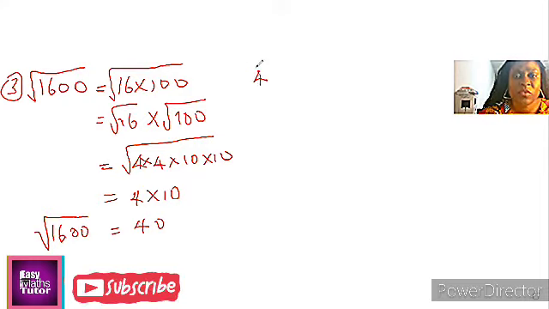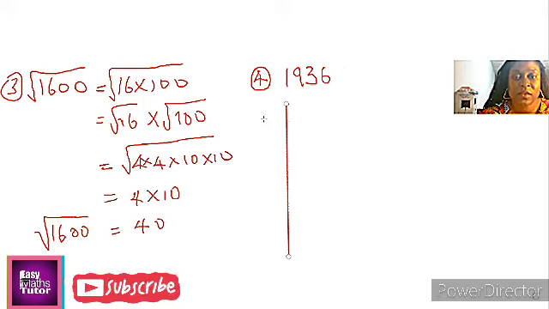And then we're going to solve the fourth one. Fourth one is 1936. So I'm going to use the LCM method, because I don't think I can guess the answer. So the LCM to the rescue.